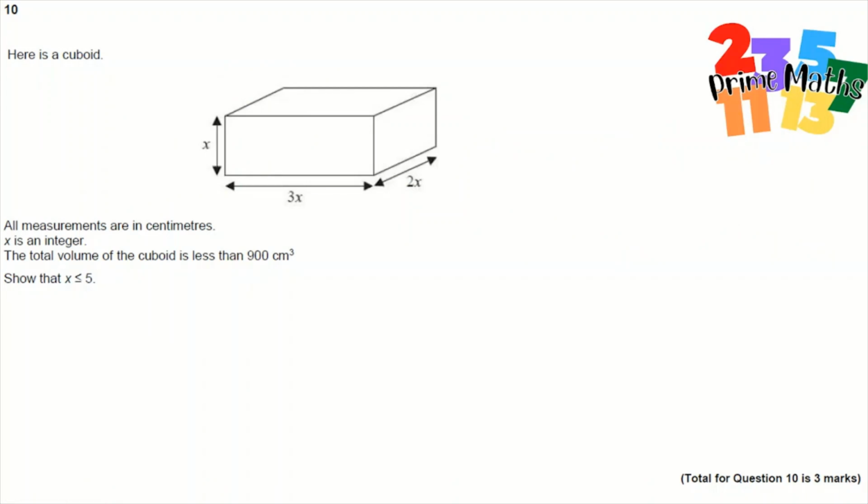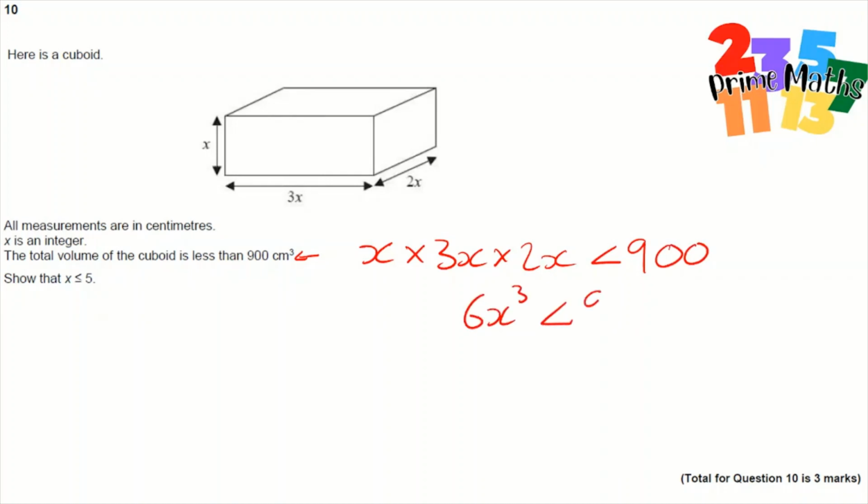Question 10, we have a cuboid. We can tell the volume of the cuboid is less than 900 centimetres cubed. That means that x multiplied by 3x multiplied by 2x is less than 900. If we multiply this together, that means that 6x cubed is less than 900. If I divide by 6, we know that x cubed is less than 150.